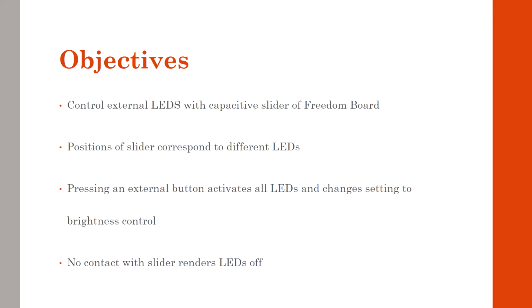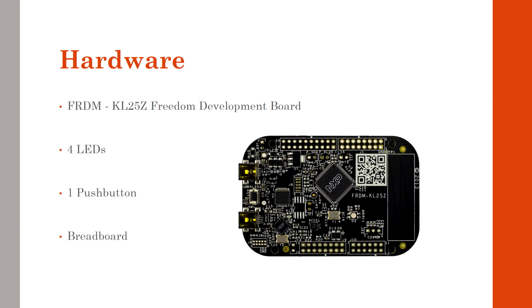We also included an external push button placed on the breadboard. That's also configured through GPIO, and that's to enable brightness control instead. While the button is pressed, the capacitive slider allows us to control brightness of all of the LEDs simultaneously. Naturally, when no contact is made with the slider at all, the LEDs are off by default.